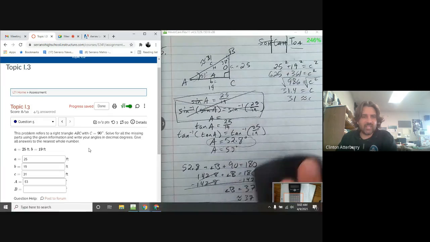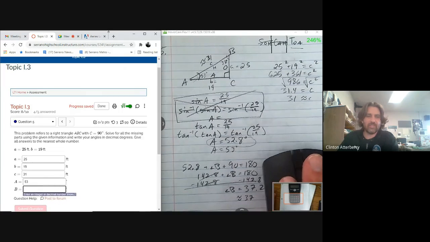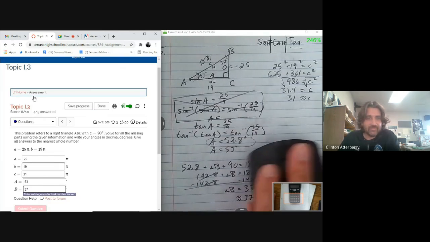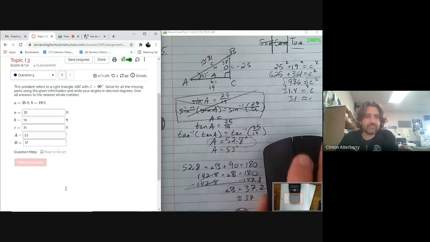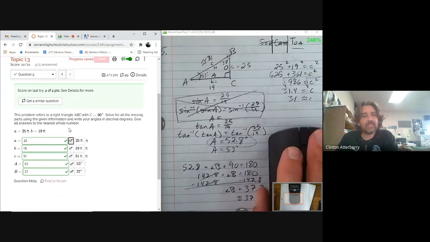Okay, because it's kind of weird. It says write your angles in decimal degrees, give all answers to nearest whole. I think they really just mean decimals, not minutes. Okay, cool. They didn't want any decimals there. Okay.